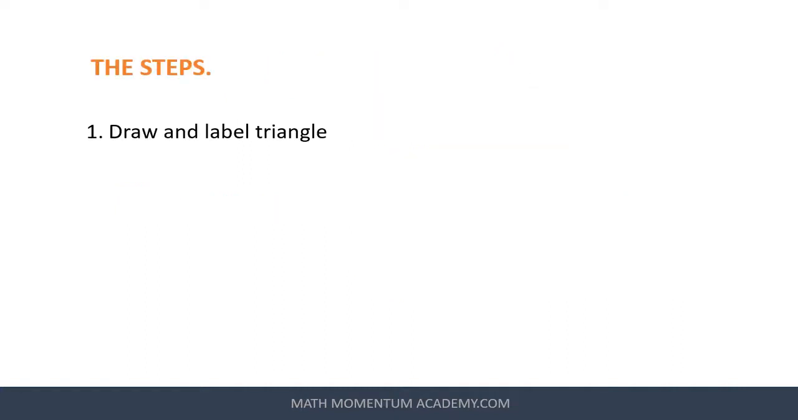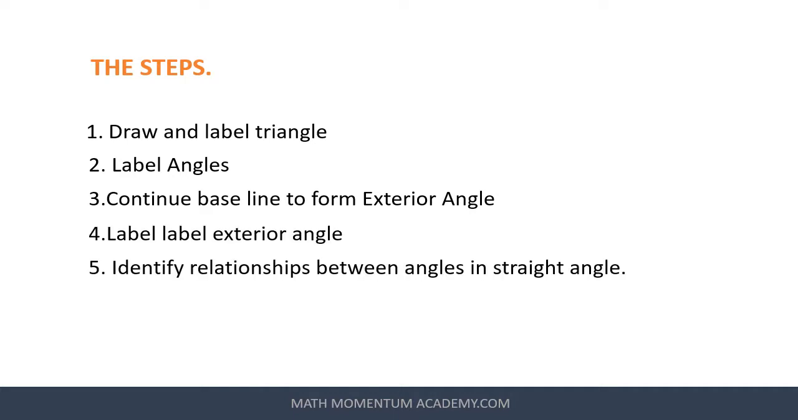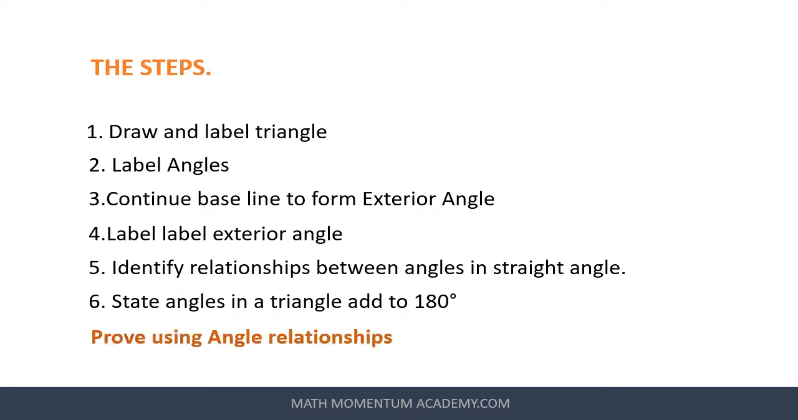So the steps are: we're going to draw and label a triangle. Then we are going to label the angles within that triangle. Then we are going to continue the baseline to form the exterior angle, and then label that. And then we're going to identify the relationships between the angles in the straight angle, and use the premise that the angles in a triangle add to 180 degrees. Then we are going to use both these pieces of information to construct the proof that we require.